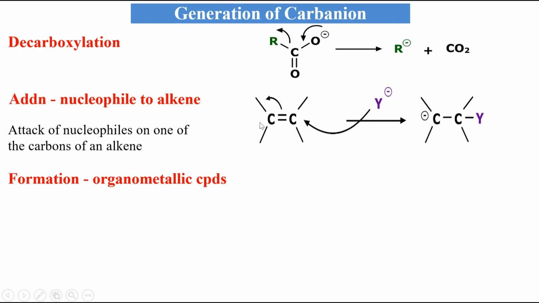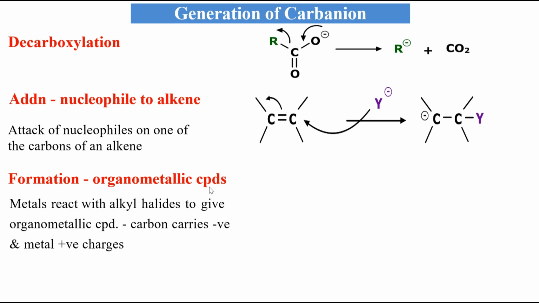During the formation of organometallic compounds, we can generate carbanions. As we know, metallic compounds are more electron rich than carbon. I take an alkyl halide and treat it with magnesium in the presence of dry ether under a nitrogen atmosphere. I'll get the corresponding alkyl magnesium halide, a Grignard's reagent.